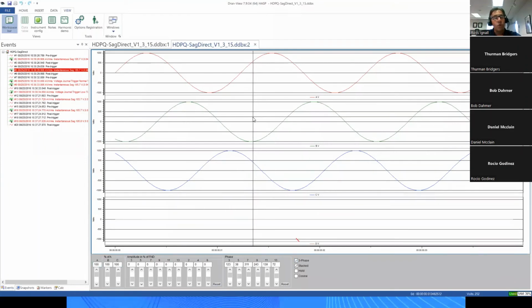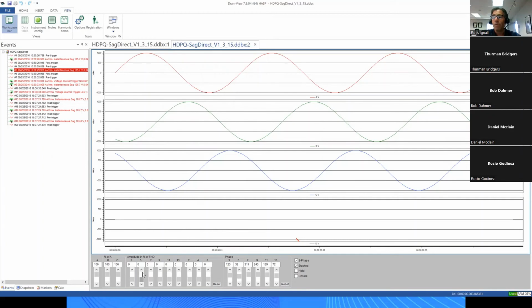Now, when we talked about triplen harmonics, we're looking at the harmonic content on phase A, phase B, phase C, and its effects on the neutral and its impact. So we said triplen harmonics are multiples of 3. So let's start with something else. Let's go to the 5th harmonic, not a multiple of 3.